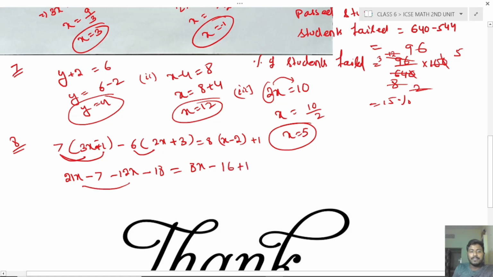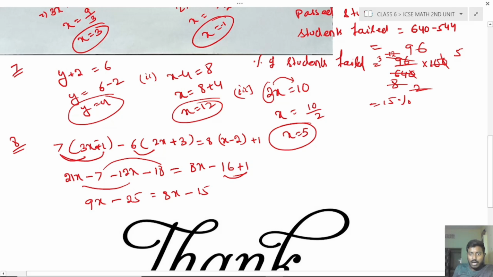Now simplify. Here are different signs, so different signs means subtraction. 21 minus 12 that is 9, 9x. Big number sign is plus. Here are same signs, so addition, same sign. So 25 equal to 8x minus 15. Different signs, that's why subtraction.